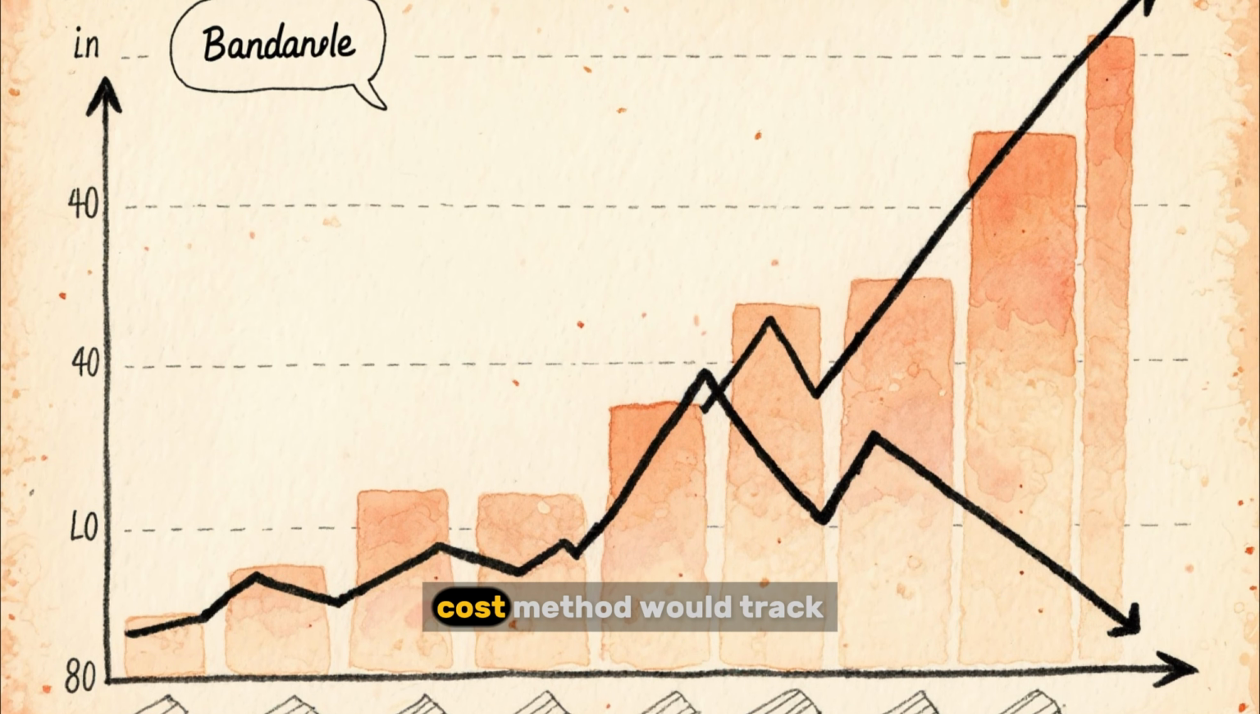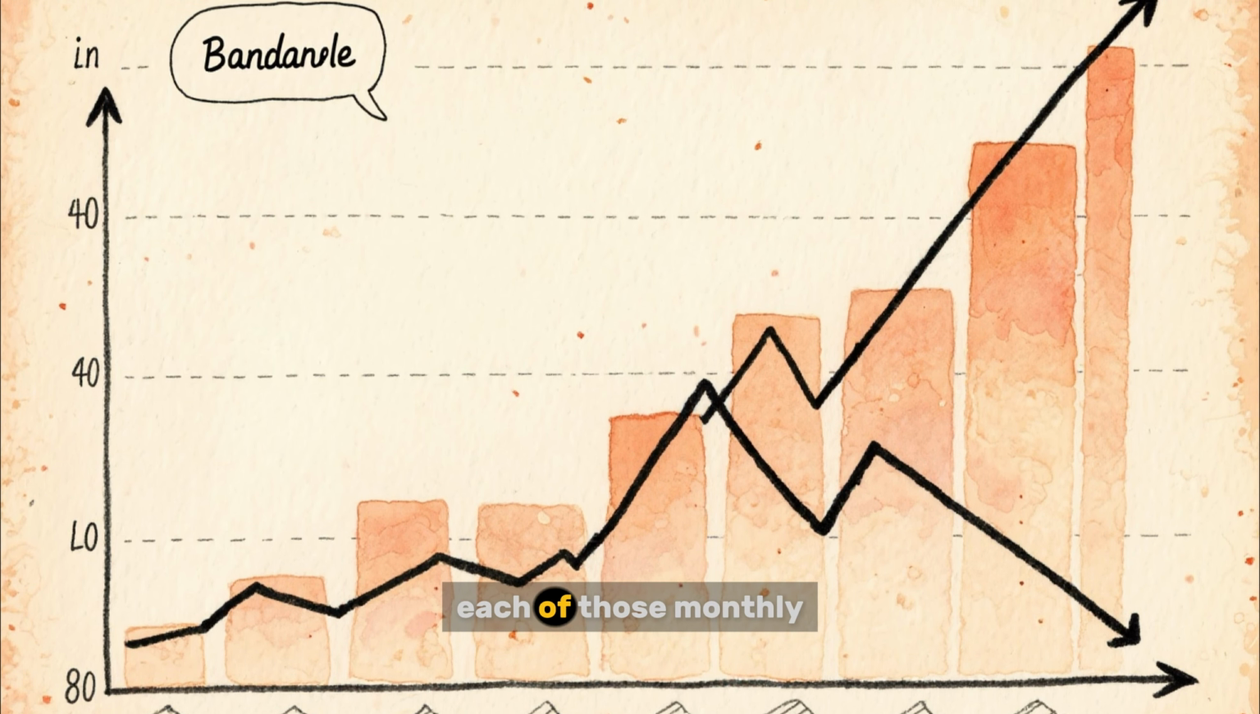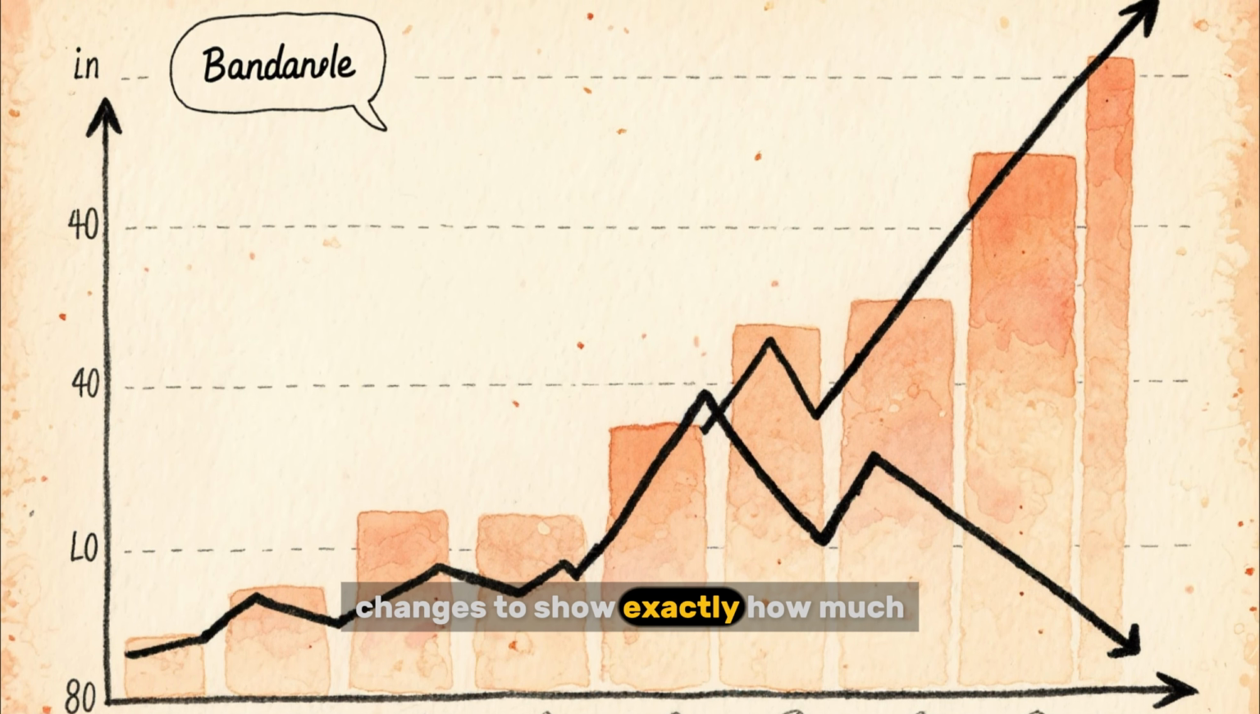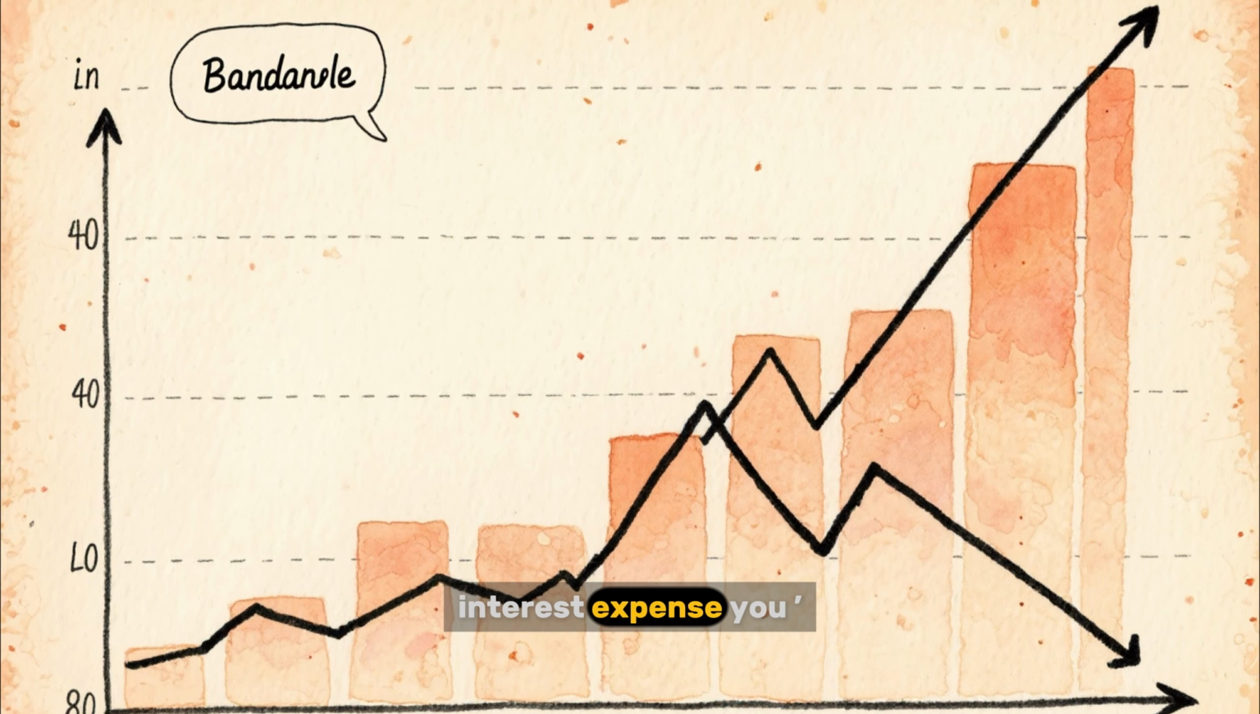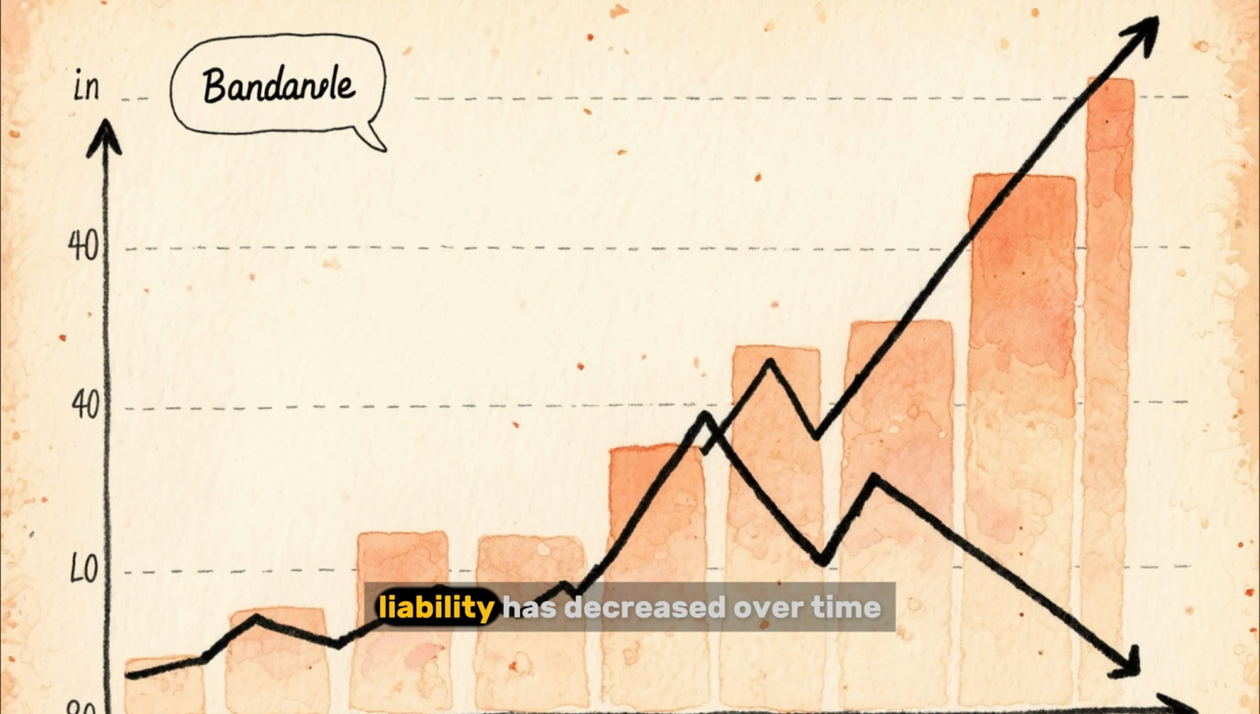The amortized cost method would track each of those monthly changes to show exactly how much interest expense you incurred, and how your loan liability has decreased over time.